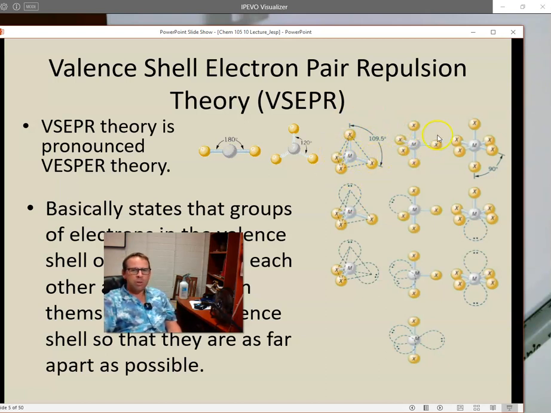All right, Katie Thomas, what do we call this one here? 1 central atom, 5 regions of electron density. What shape does it take?